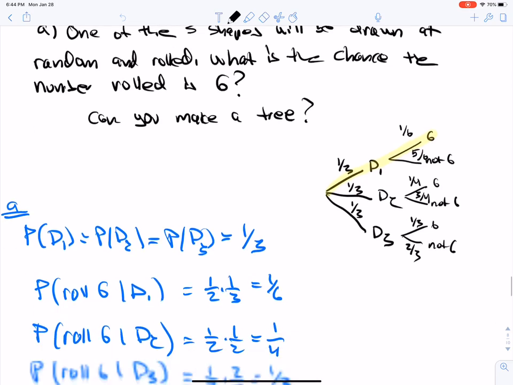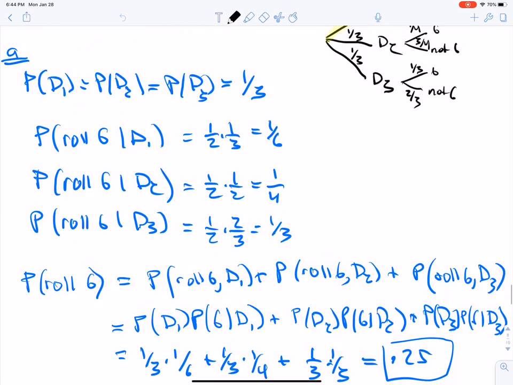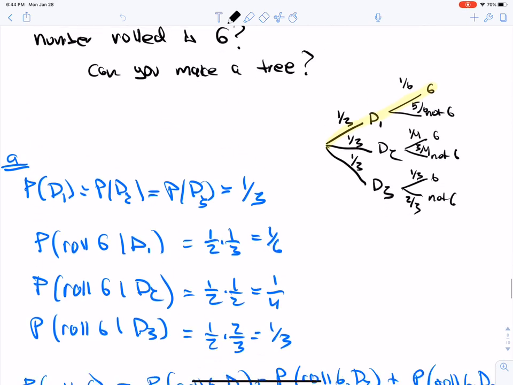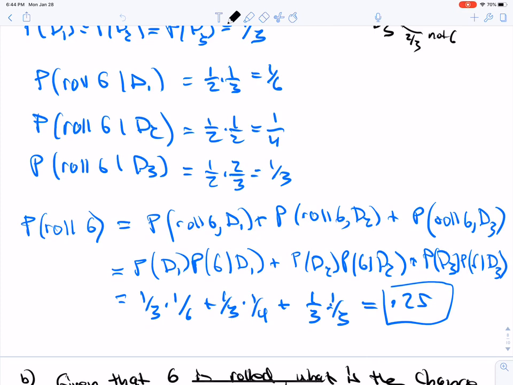So we can calculate the probability of rolling a 6. It is the sum of rolling a 6 having die 1, die 2, or die 3. And these are mutually exclusive, so we add them up. And we can find everything here, and we get 0.25.